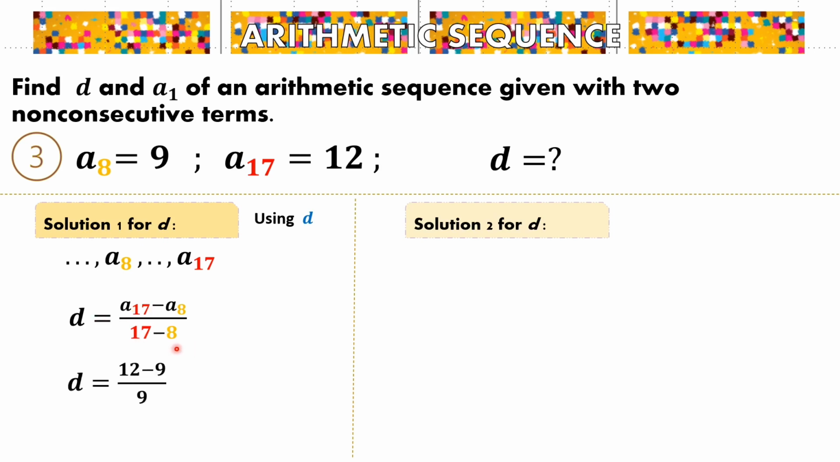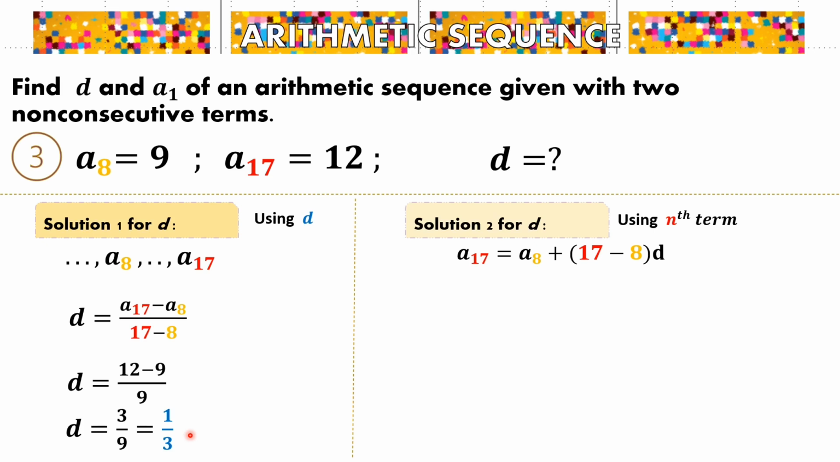So that is d is equal to 12 minus 9 over 17 minus 8 is 9. So that is 3 over 9. In its lowest term is 1/3. Okay. Solution 2 using the nth term.